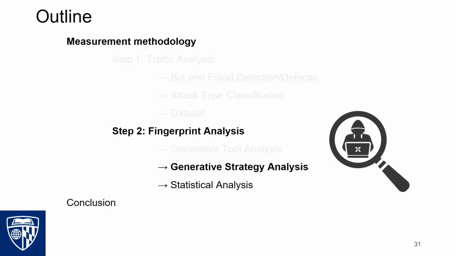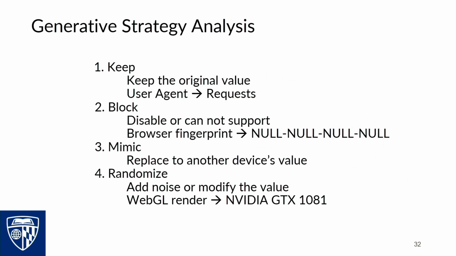And also, even for the same tools, attackers can choose different strategies. The first one is keep. It means that attackers didn't do anything. From the user agent, we can find it is from the request library. And the second is block. The attacker disables some features, or cannot support some features, like the scraping tools, because a scraping tool may not run the JavaScript. Thus, on the browser fingerprint part, we can just collect the empty value.